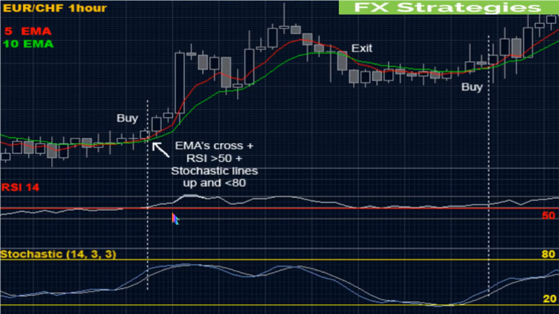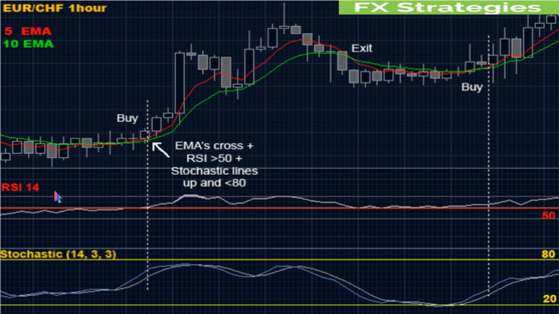As you can see right here, we have the price profit of the currency listed with the 5 unit indicator in red and the 10 unit indicator in green. And so we are looking, based on our 3 simple rules, for the 5 unit indicator to cross above the 10 unit indicator, which happens right here. But we also need the other 3 indicators to confirm each other.